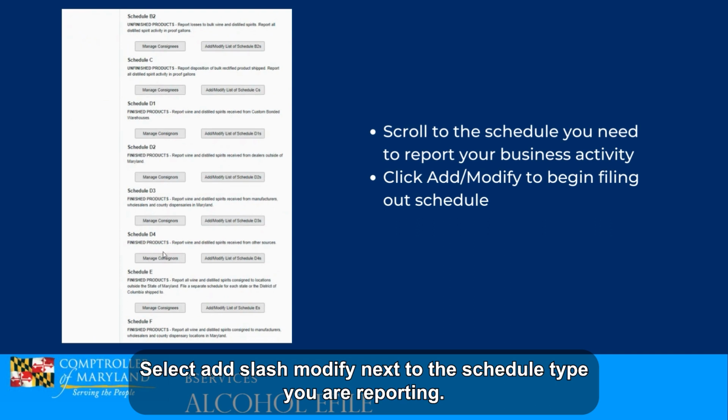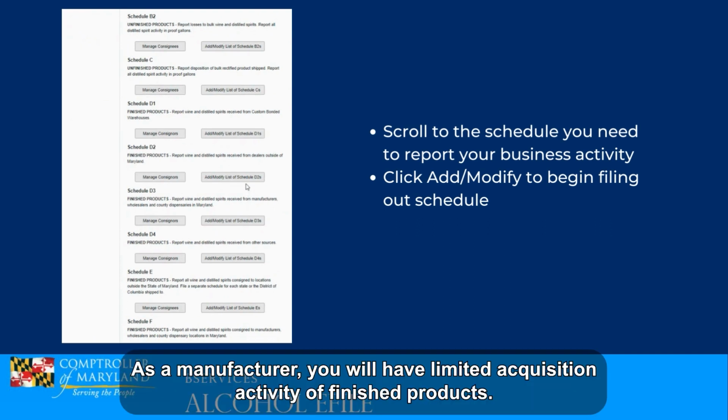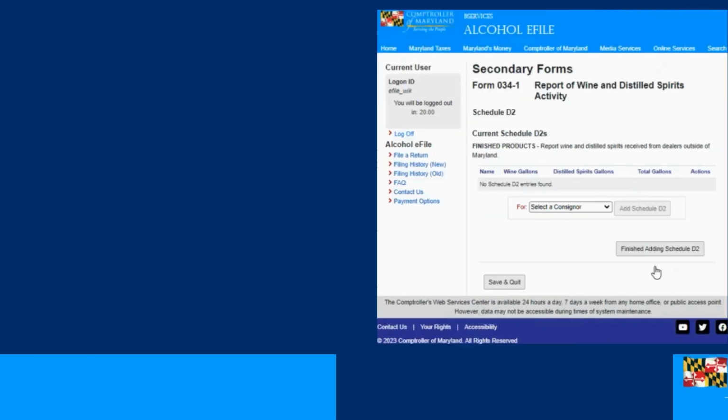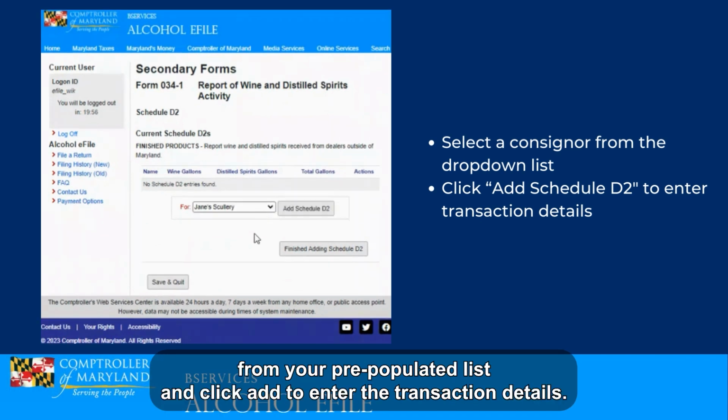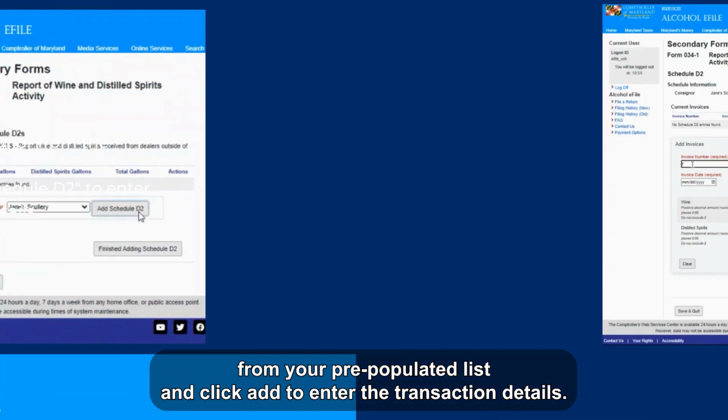Select Add/Modify next to the schedule type you are reporting. As a manufacturer, you will have limited acquisition activity of finished products. To report acquisition activity, begin by selecting a consignor from your pre-populated list and click Add to enter the transaction details.